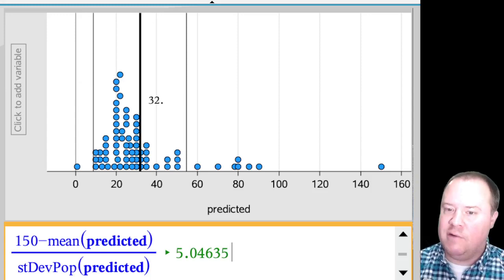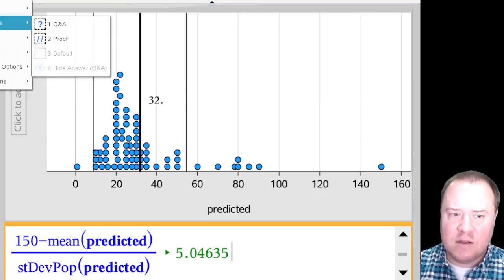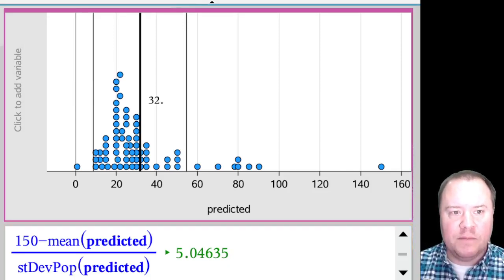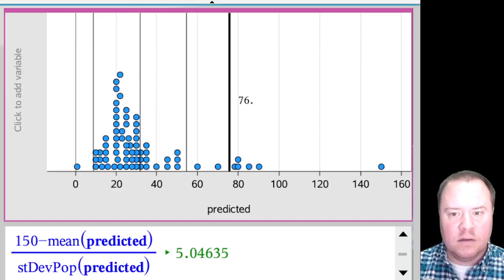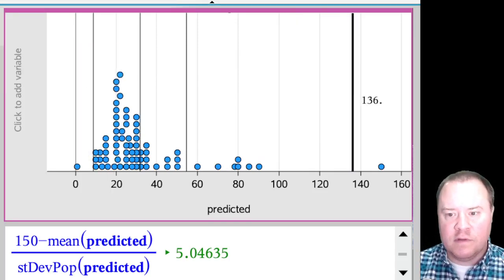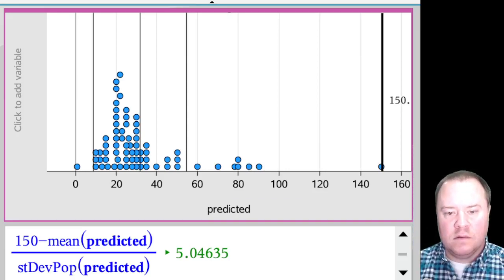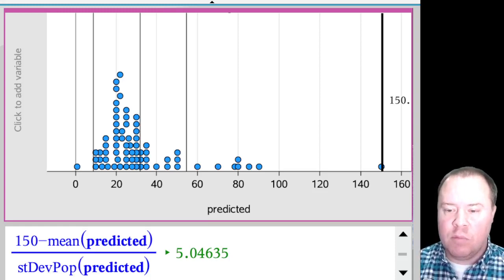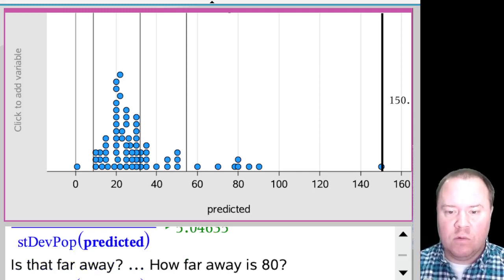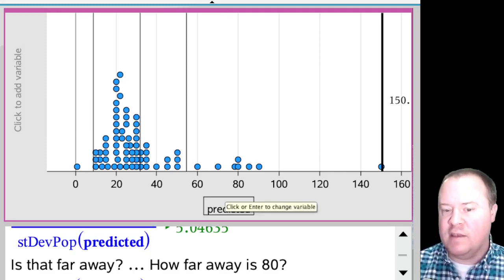So we might be thinking, okay, well, how big is 5? Is that actually big? I'm going to put a line here at 150. So this is 5 away. So is that large? It looks large, but is it large? And one way we could think about it is, well, how far away is 80? Because that's right here, right? How far away is that?